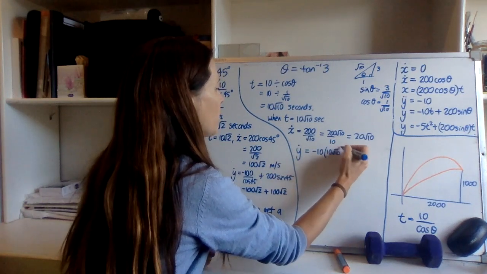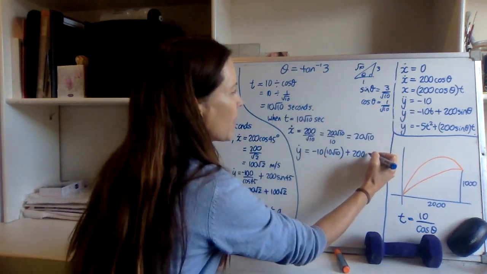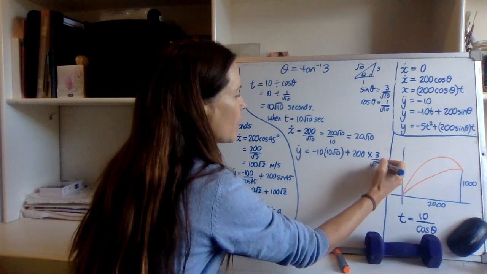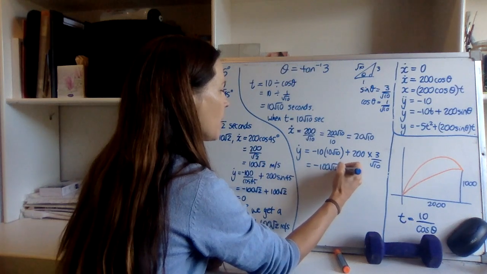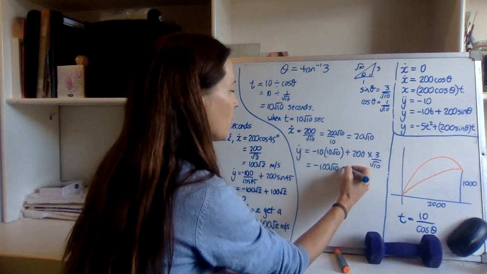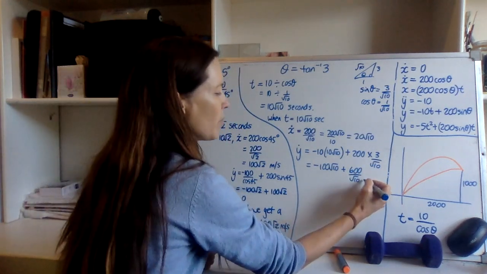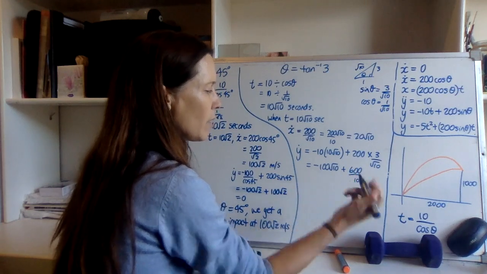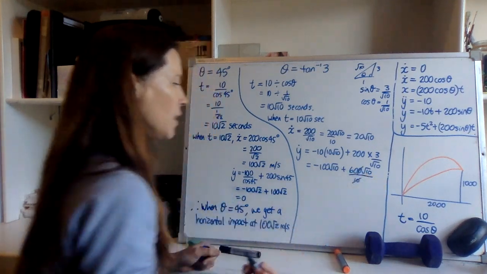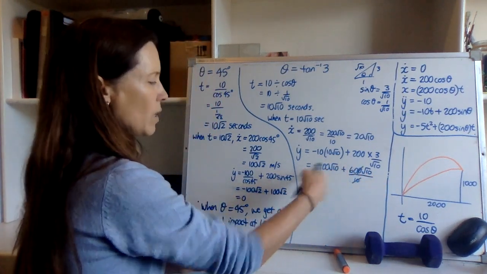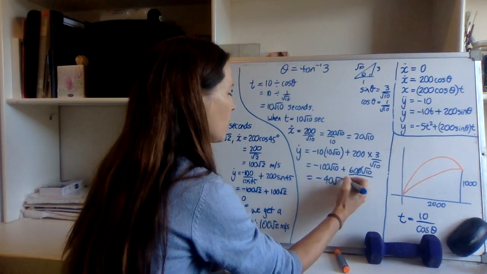times 10 root 10 plus 200 times the sine of theta. See how handy it is having that there already, times 3 over root 10. So tidying up, we've got minus 100 root 10, and over here we've got plus 600 over root 10. Now if we multiply the bottom by root 10 here, we'll just have 10, but if we multiply the top by root 10, we'll have that, and then we can divide. So we've got 60 root 10 minus 100 root 10, and that gives us negative 40 root 10.